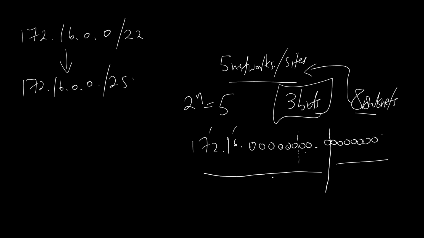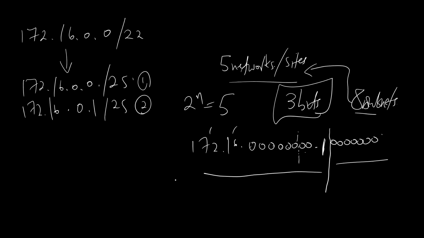So when I start changing the bits from the network portion to see what my network addresses become, the first bit that changes is this one. If this one changes to 1, it means I'll have a 172.16.0.1/25. That becomes, this is my network number 1, this is my network number 2.